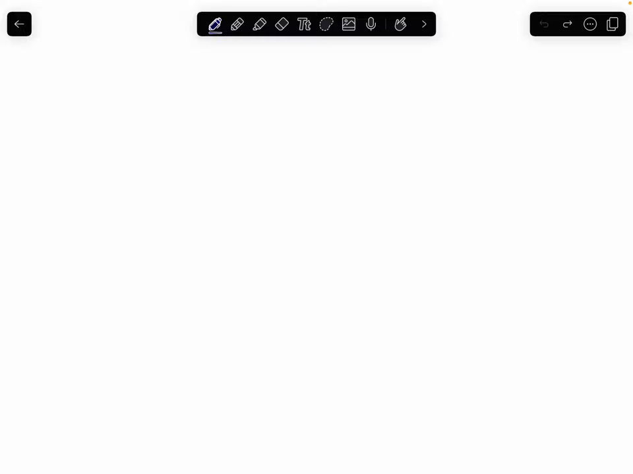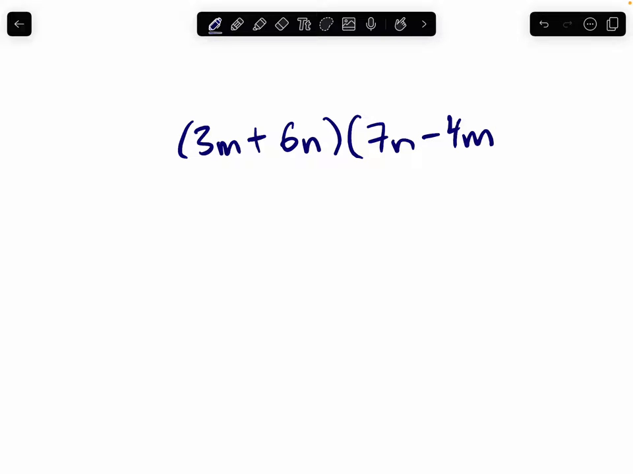So I'll just make up something: 3m plus 6n, times 7n minus 4m. Alright, so this is algebraic expansion. I'll put the title up here.